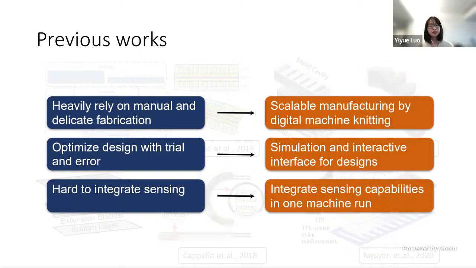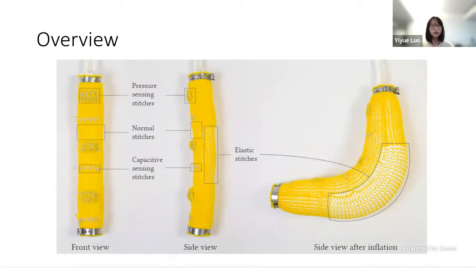So to overcome such shortcomings of the current workflows, we proposed a method for rapidly fabricating machine-knitted customizable pneumatic actuators with integrated sensing. And we also offer a predictive simulation and interactive graphical user interface for users to design and preview the actuator behaviors easily. So here shows an overview of our typical machine-knitted sensorized actuator with one actuation region, 3 resistive pressure sensors, and 2 swept frequency capacitive sensors.